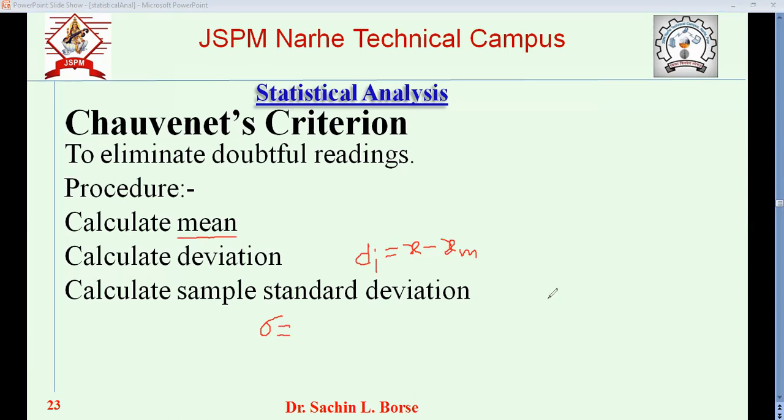If it is population, then we divide by n. If it is sample standard deviation, then we divide by n minus 1.